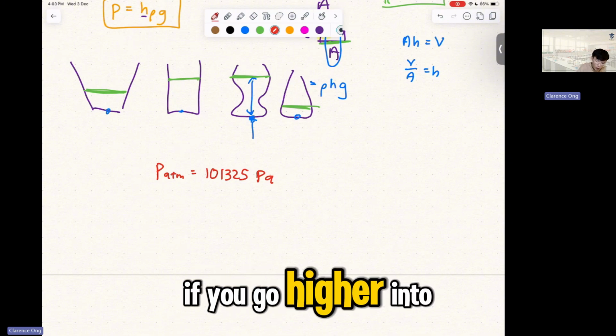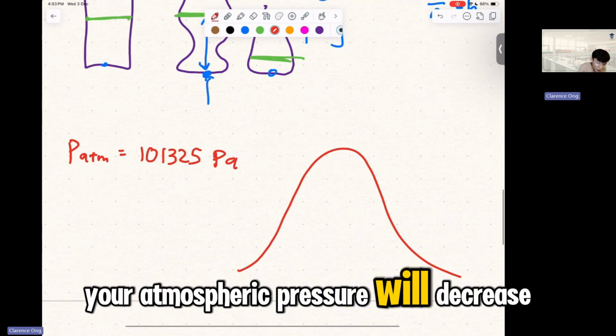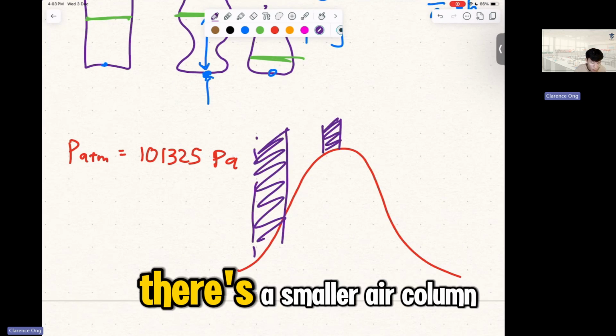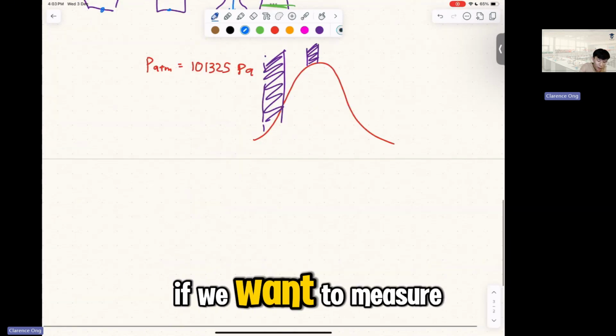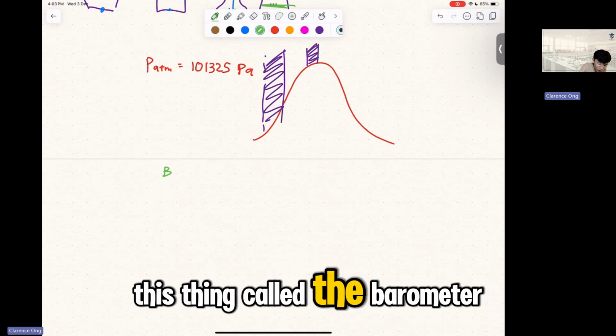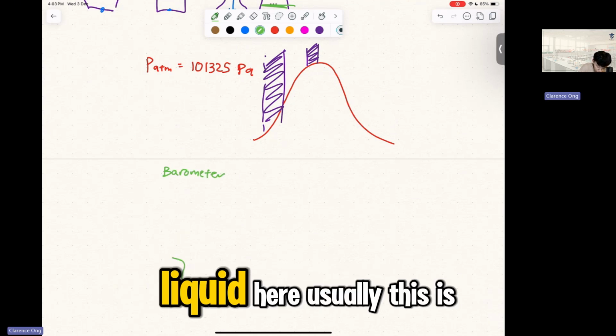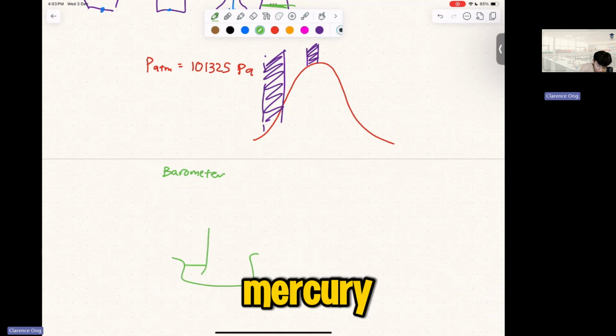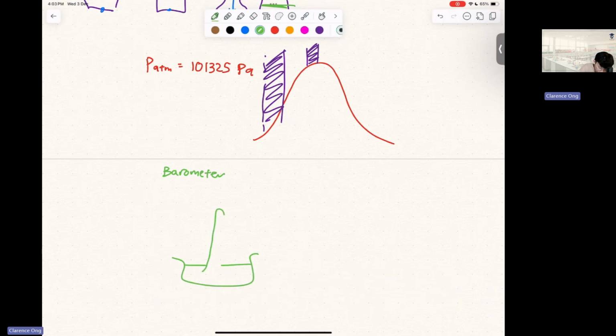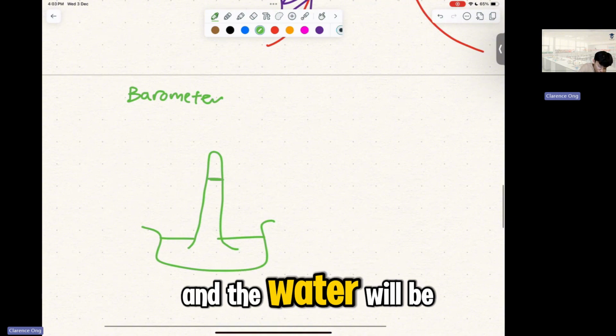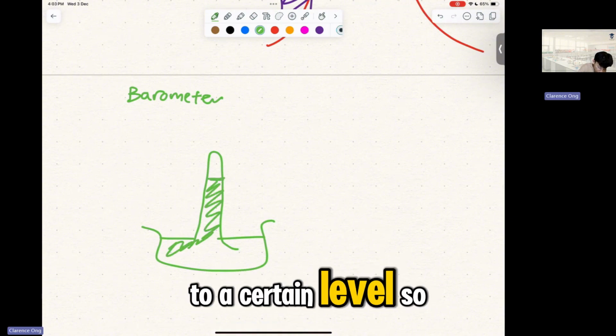If you go higher into the mountain, your atmospheric pressure will decrease because there's a smaller air column above you. If we want to measure the atmospheric pressure, we're going to use this thing called the barometer. It looks like this. You have a liquid here, usually mercury, and then there will be an inverted tube here, and the liquid will rise to a certain level.